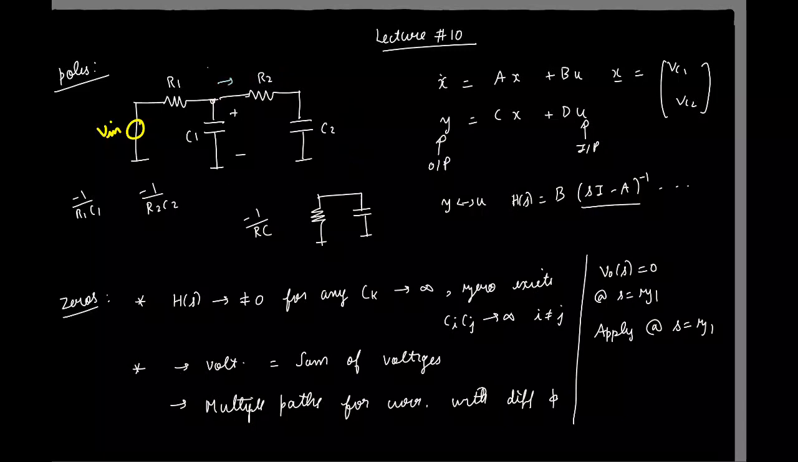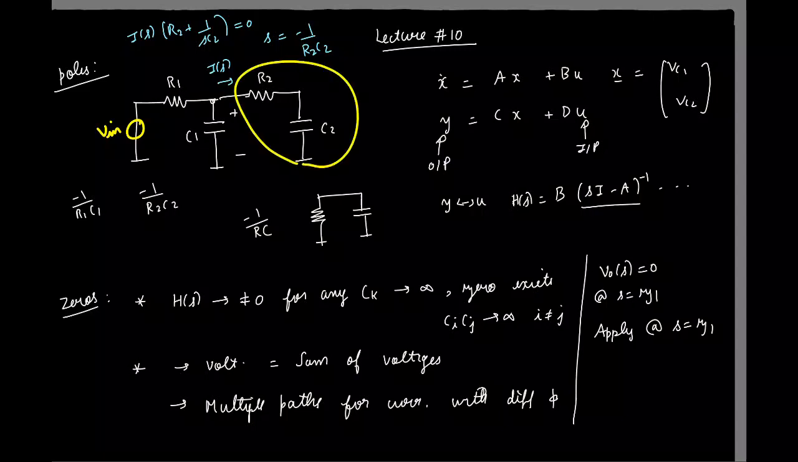Let's say if this is the current, this current flows into the series of R and C to generate the required zero. So I(s), 1 by sC2 is zero. So which means what is the zero? Minus 1 by R2C2. So anytime you see a series RC, there is a possibility for having a zero, most likely.